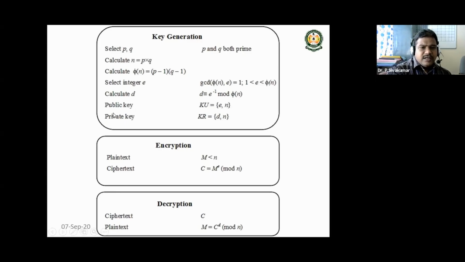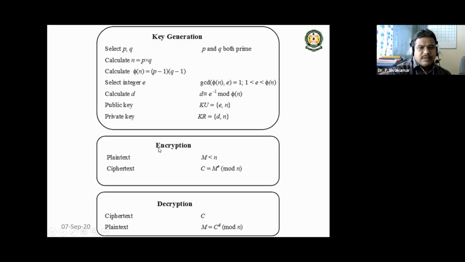After generating your keys, how to represent your public key, KU? Suppose user A's public key is equal to E comma n. E is the public key value, n is the modulus value. These two values are used for the public key. Then the private key is represented as D comma n. D is the private key, determined to satisfy the formula D is congruent to E power minus 1 mod phi of n. So we get the value of D, then use the value of n. These two values are used for the private key.